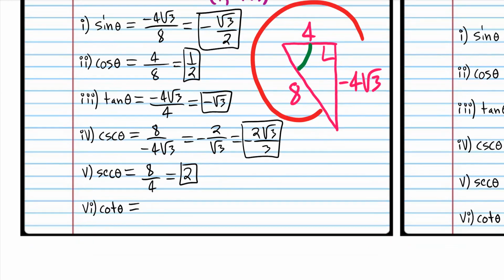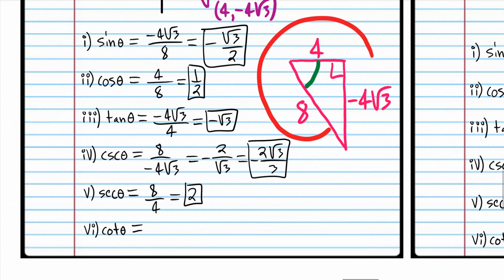And cotangent theta is the side adjacent the green reference angle divided by the side opposite the green reference angle. So 4's cancel out, and we have negative 1 over root 3. Multiply both sides by root 3, and we have our final expression.